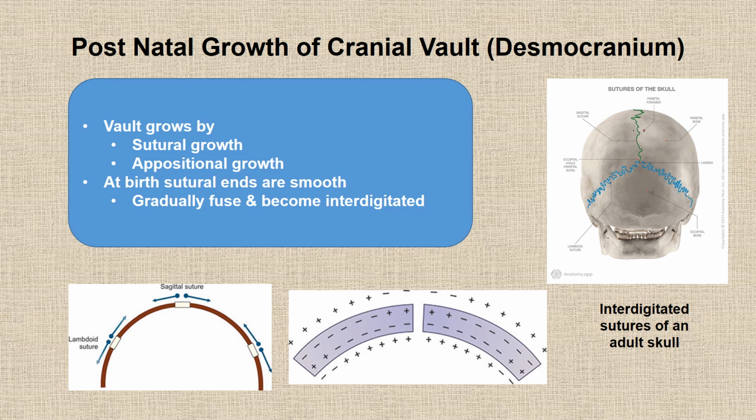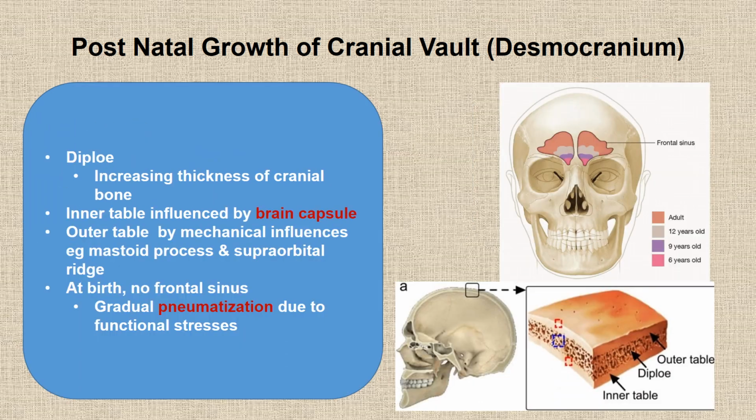Now, postnatal growth of the cranial vault. The vault grows by sutural growth and also by appositional growth. At birth, the suture ends are smooth, but gradually they become fused and interdigitated. Now, as the cranial bone develops, the diploe between the outer table and inner table increases. It develops with increasing thickness of the cranial bone.